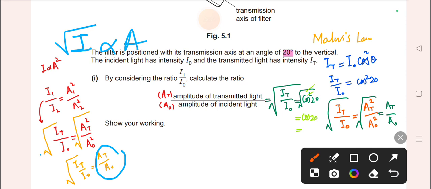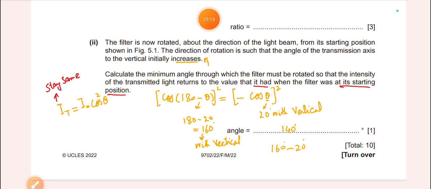So IT over I naught, from Malus's law, IT is equal to I naught into cos square theta. So IT over I naught will be equal to the square of the cosine of the angle. So here the angle is 20 degrees, right? So we will write IT over I naught, substituting it as the square of cosine. The square will be cancelled by the square root. We will get only cosine of 20 degrees, and that will be your answer, right? This is again the good part, and that is important. It is only of 1 mark.